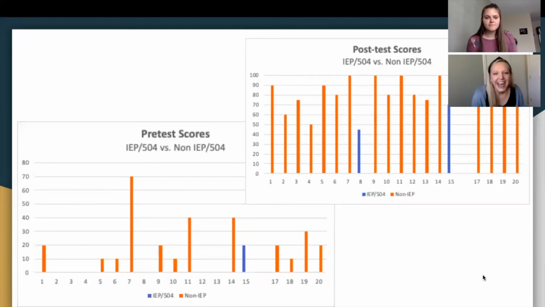Yes, thank you. And then our IEP 504 pre-test scores are right here, and this is where our IEP or 504 students, which Marissa explained earlier, are marked in blue. As you can see in the pre-assessment, we have a couple of zeros. 15 got a little bit higher on that one. And then on our post-assessment, they did make growth. And I think that is a celebration in itself.